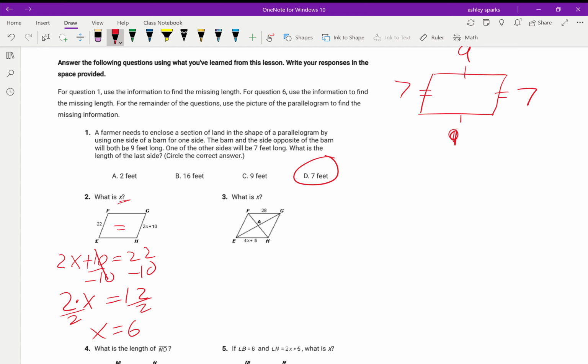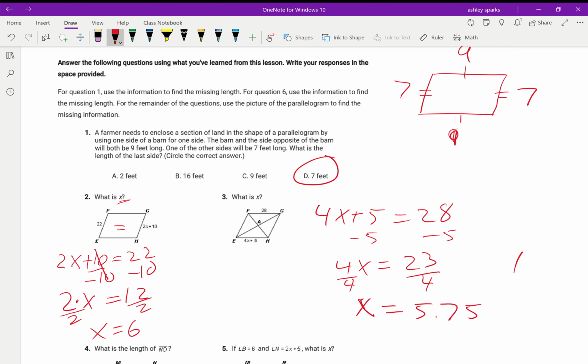It's a very similar problem here at number 3. We have those two opposite sides, and I can set up 4x plus 5 should equal 28. I'm going to do my subtraction. And 4x is 23. After I subtract, I'm then going to divide out that 4. And this will definitely not come out to be a nice even number. So 23 divided by 4 is, there we go, x equal to 5.75. So that would be our answers for those. Opposite sides are congruent.